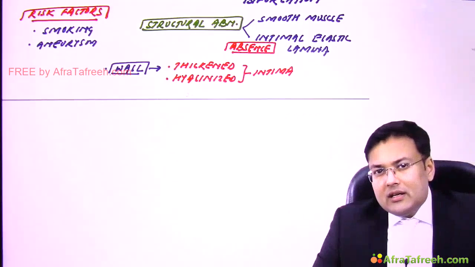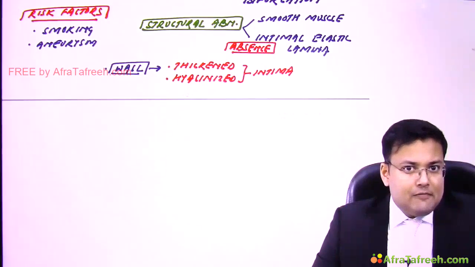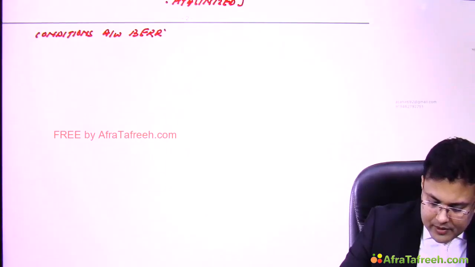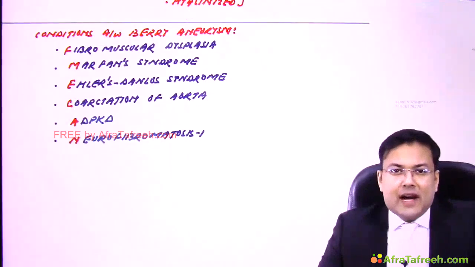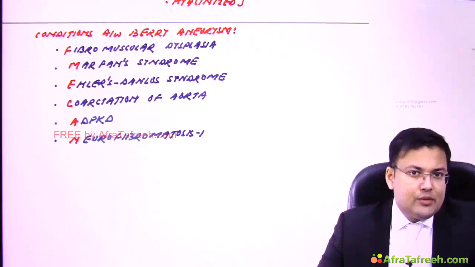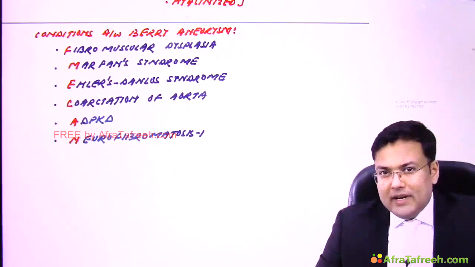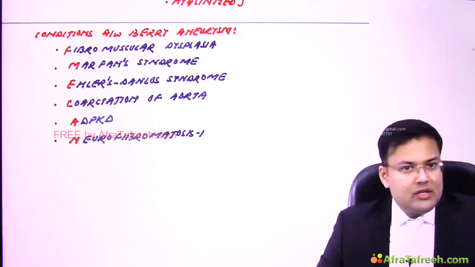Now there are certain conditions which are associated with increased risk of Berry aneurysm. The list is very, very important. You have to remember. So what are the conditions associated with Berry aneurysm? First, fibromuscular dysplasia, Marfan syndrome, Ehlers-Danlos syndrome, coarctation of aorta, autosomal dominant polycystic kidney disease, and NF1, that is neurofibromatosis 1. This list is very, very important.